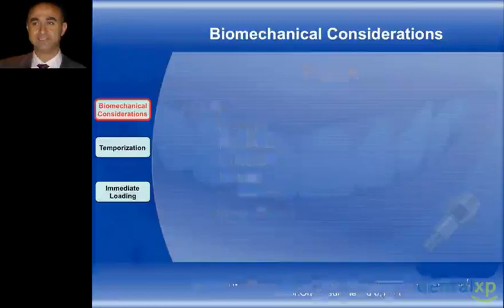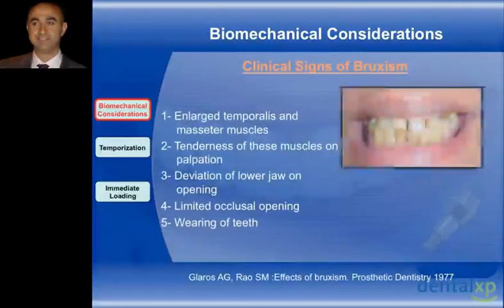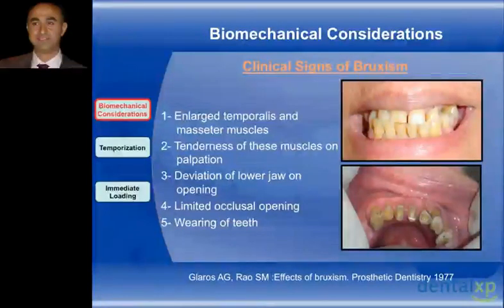From this we can also see some signs of bruxism, which we have to analyze before putting any treatment plan for any patient who is seeking implant placement and restoration. In cases like these slides, you can see we have signs like enlarged temporalis and masseter muscles, the muscles of mastication. When you start palpating these muscles, you'll find there is tenderness. You ask the patient to open his or her mouth, you'll find deviation of the lower jaw on opening and limited mouth opening, as well as, as you can see in the slides, the aggressive wearing of the teeth itself.